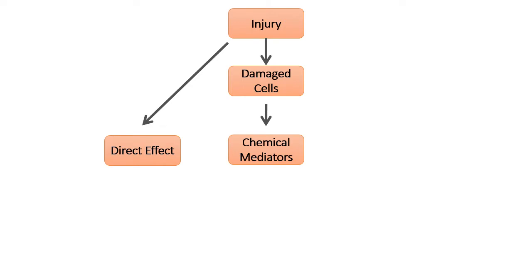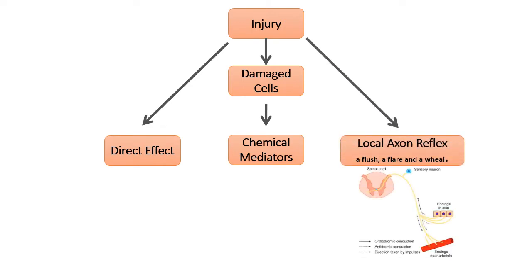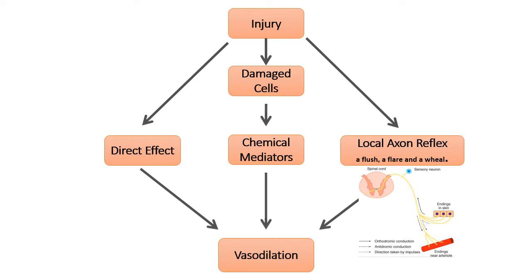Besides its direct effect on the vessel wall, injury leads to damage of cells. These damaged cells stimulate the release of chemical mediators. Not only this, but also injury leads to activation of local axon reflex, resulting in a flush, a flare, and wheal. So the net result of injury, through its direct effect, through release of chemical mediators, and through activation of local axon reflex, is vasodilation.